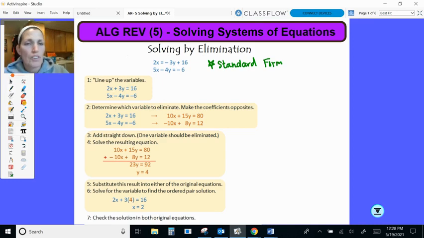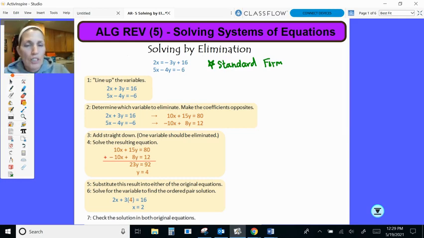This way we have the ability to line up the variables, so to speak. So put our x's over the top of each other, our y's over the top of each other, and our constants over the top of each other. So 2x plus 3y equals 16, 5x minus 4y equals negative 6. I put it this way so you guys can have a reference for some notes if you want to take a picture of it or whatever.